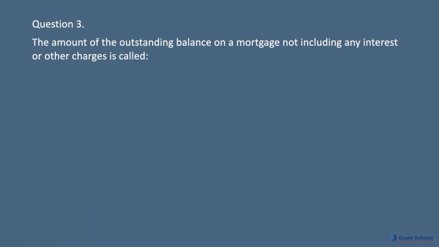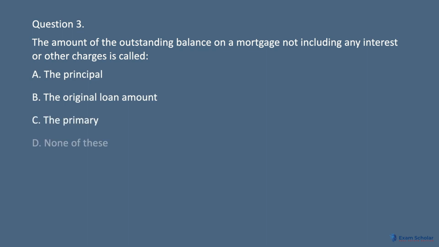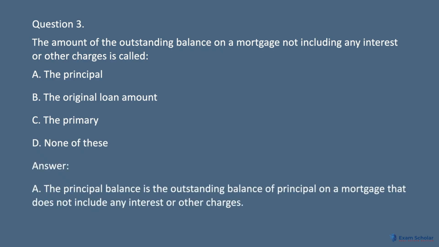Question 3. The amount of the outstanding balance on a mortgage not including any interest or other charges is called A. The principal. B. The original loan amount. C. The primary. D. None of these. Answer. A. The principal balance is the outstanding balance of principal on a mortgage that does not include any interest or other charges.